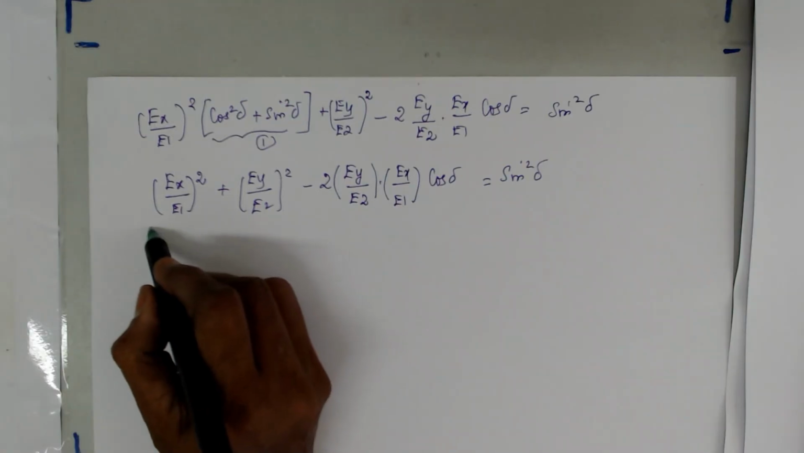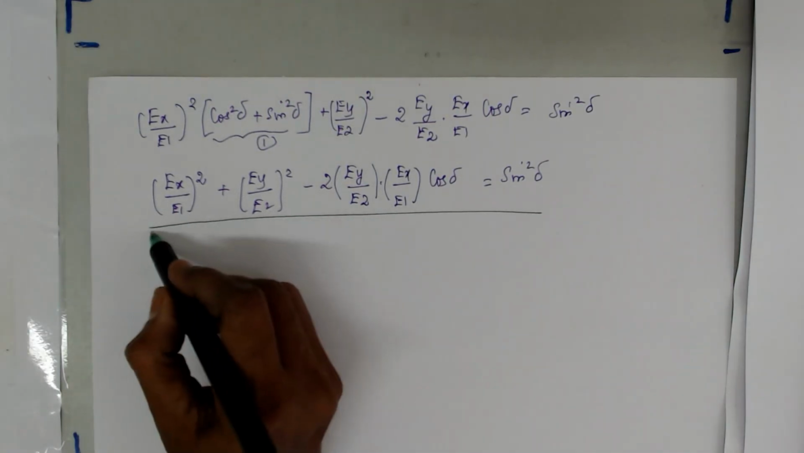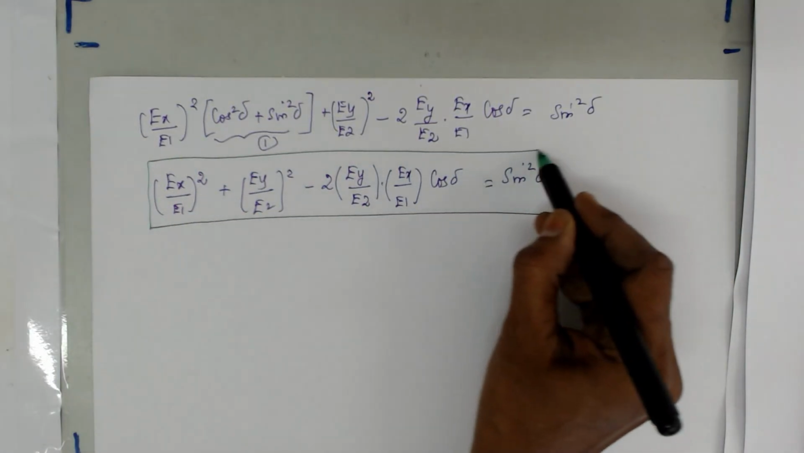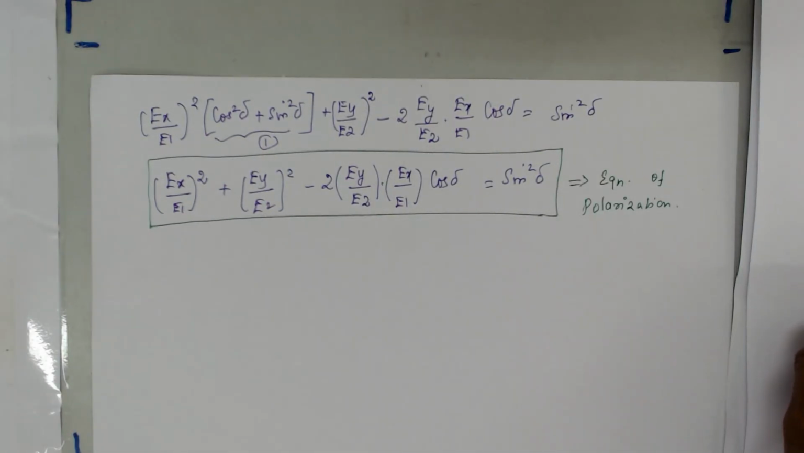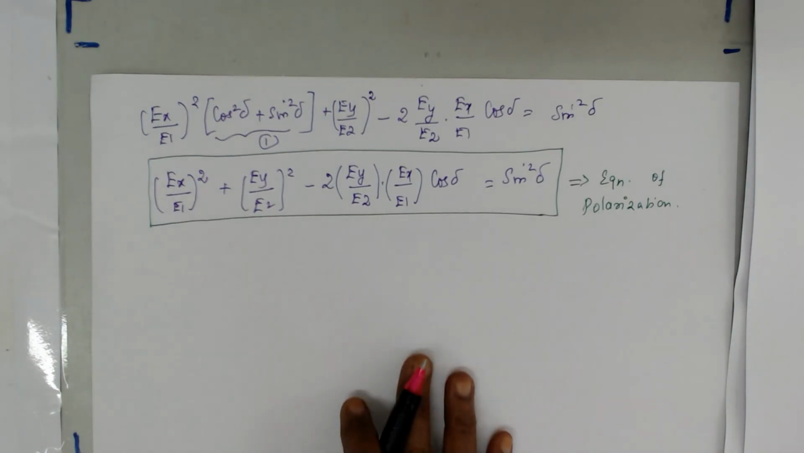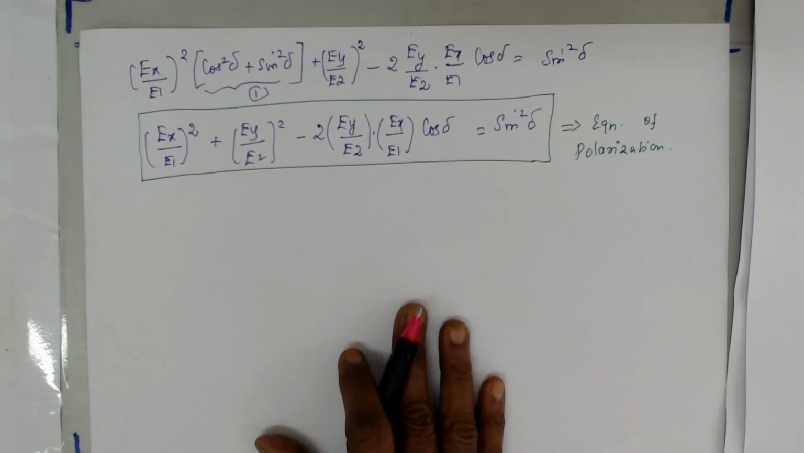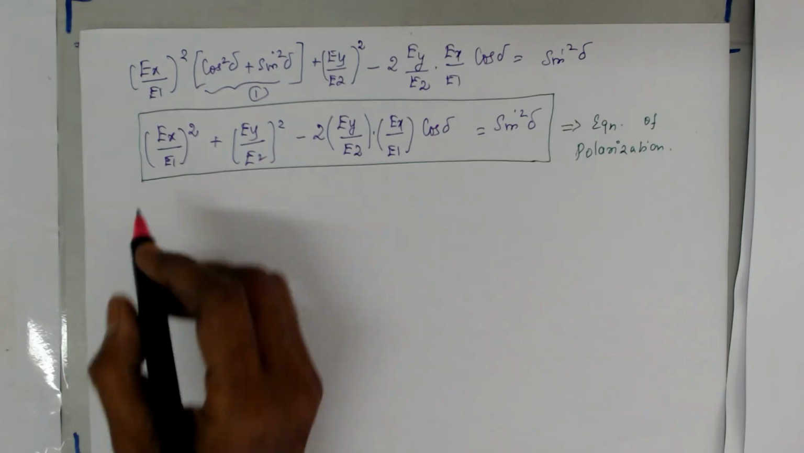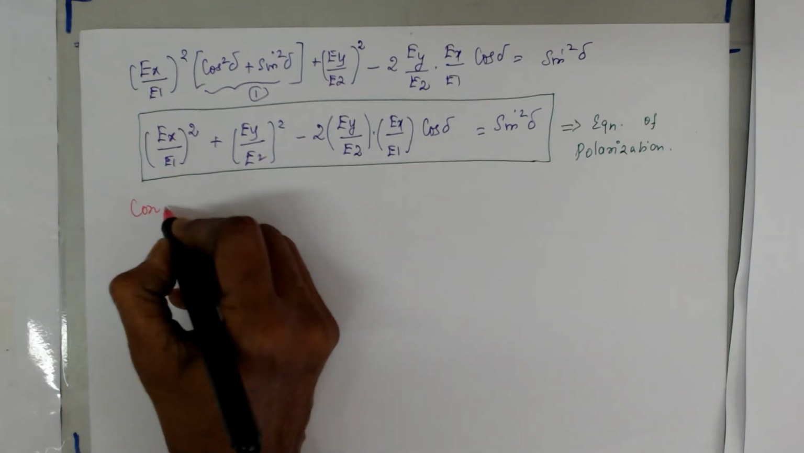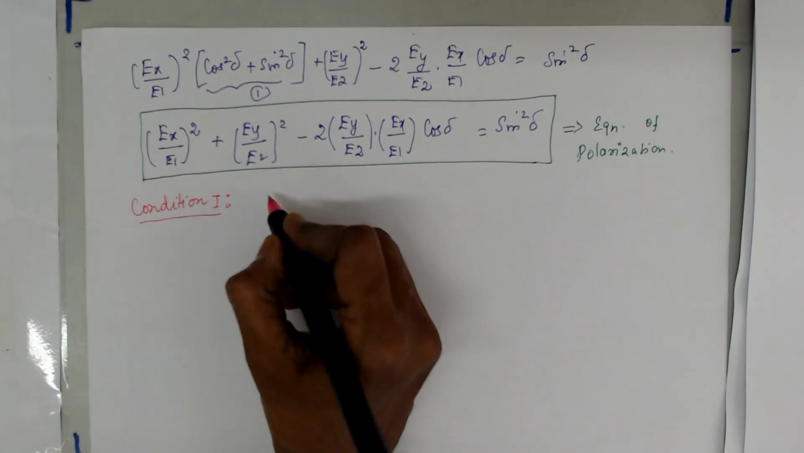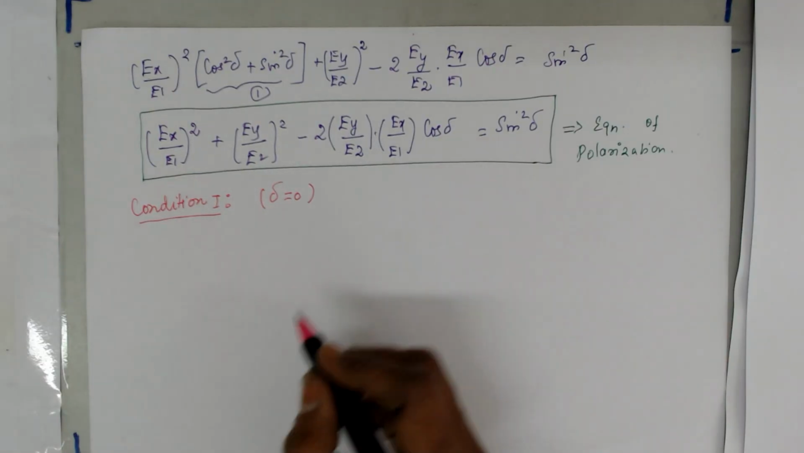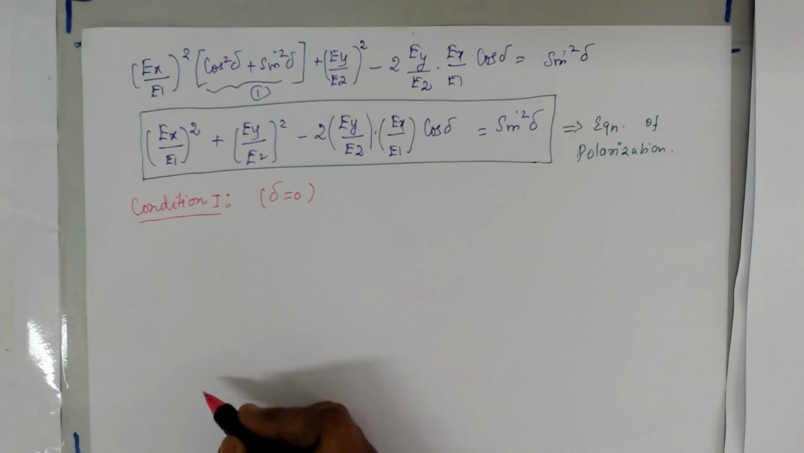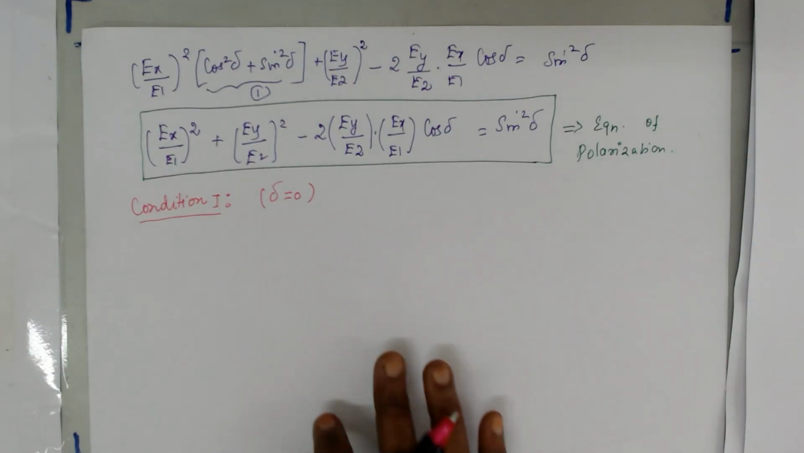So this is called the equation of polarization. So upon substituting the condition for polarization, let us derive linear, circular and elliptical polarizations. We will substitute condition 1, that is, the phase difference delta is equal to 0. So we have to get actually linear polarization.